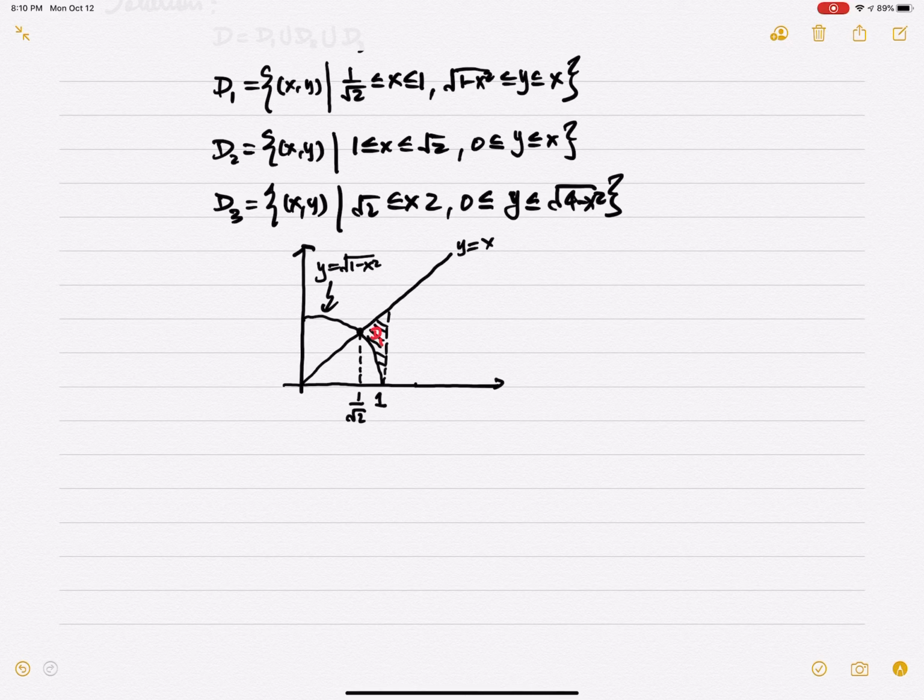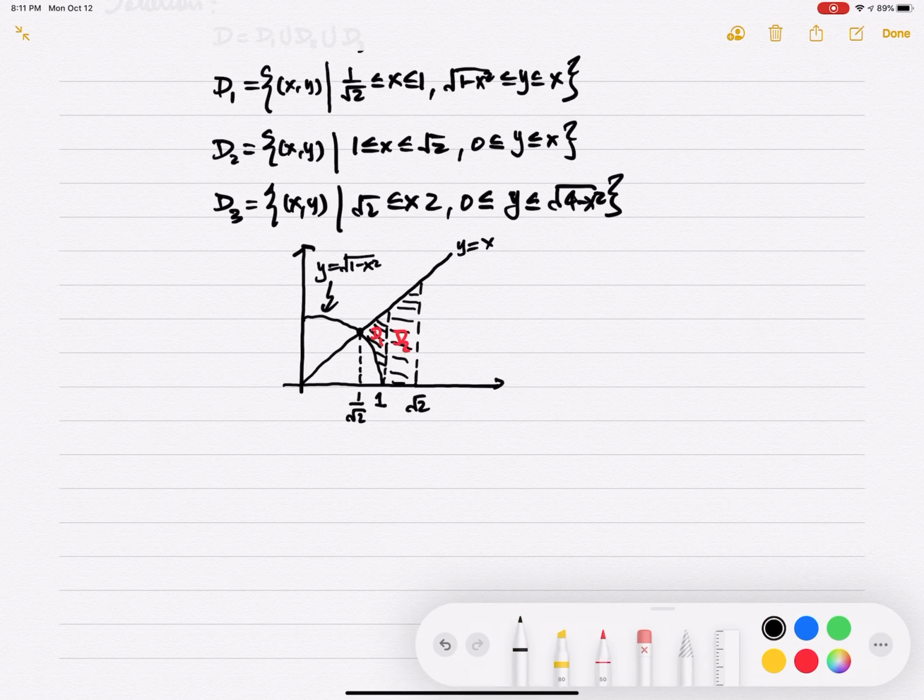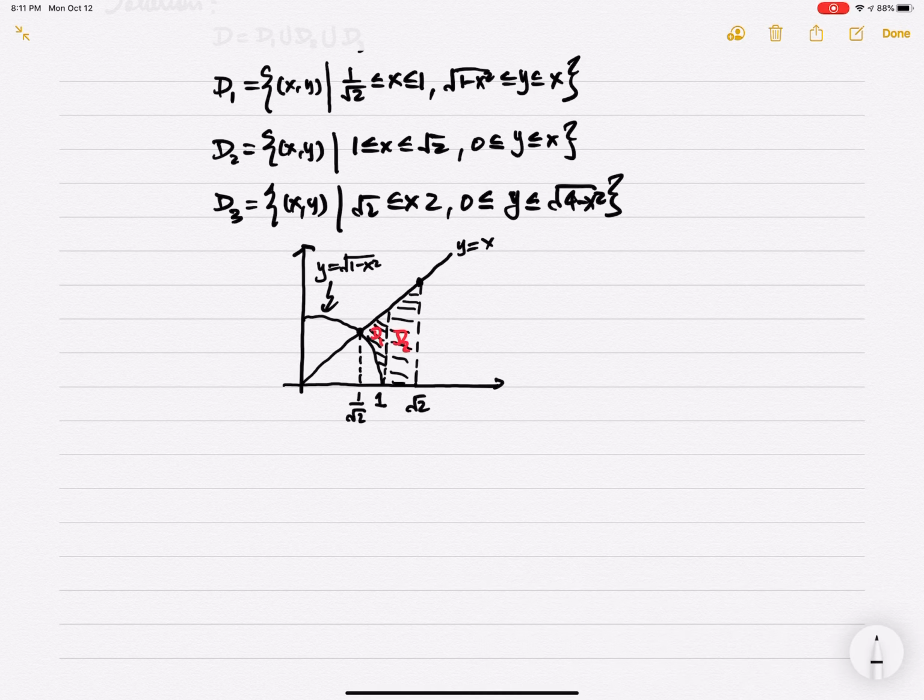Now from 1 to root 2, root 2 is 1.414, so here is root 2. And then x changes from 0 to root 2, so this is D2. Now when x equal to root 2, y equal to root 2, so the point is root 2, root 2. Root 2 squared is 2.